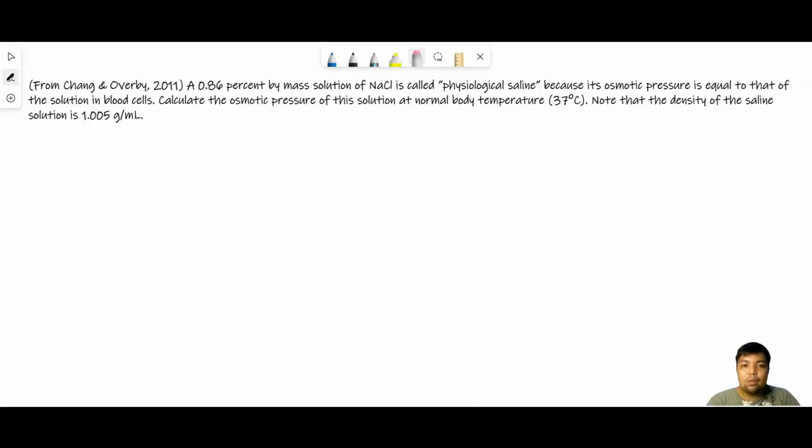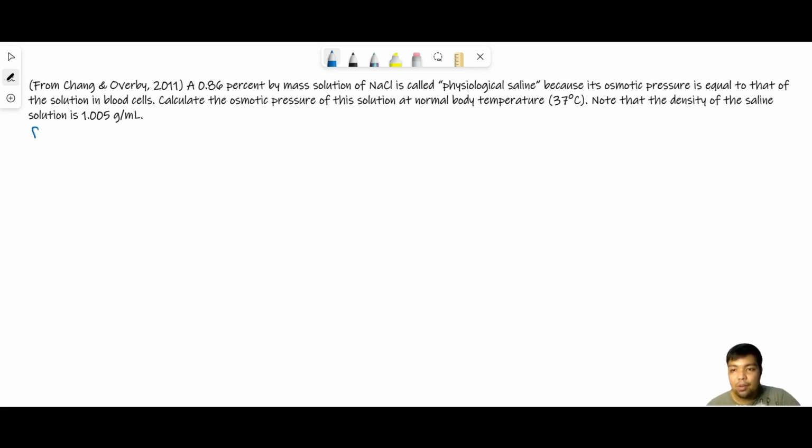So let's have our last example here. A 0.86% by mass solution of sodium chloride is called physiological saline because its osmotic pressure is equal to that of the solution in blood cells. Calculate the osmotic pressure of this solution at normal body temperature, which is at 37 degrees centigrade, and this solution has a density of 1.005 grams per milliliter.